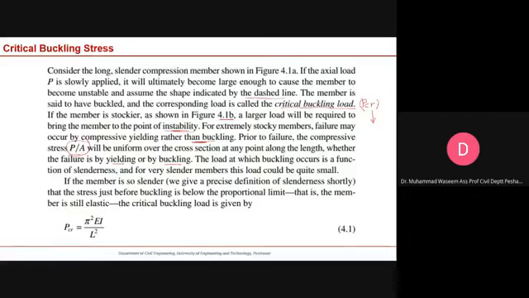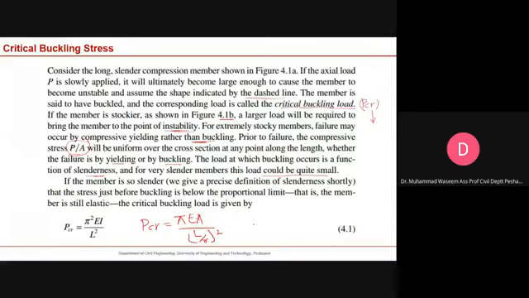The load at which buckling occurs is a function of slenderness. And what is slenderness? We know that critical load is equal to pi squared EI over L squared. This is slenderness. As we discussed, the load at which buckling occurs is a function of slenderness, and for a very slender member, this load could be very small.